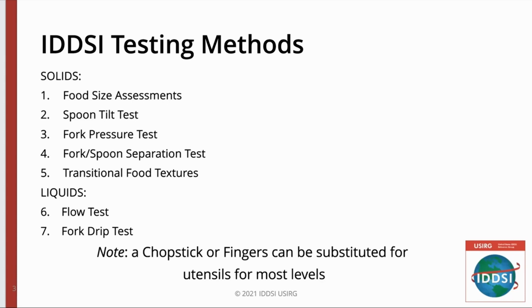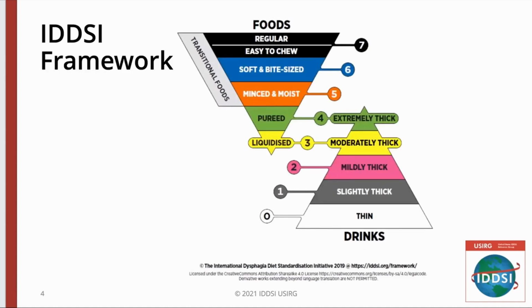Please note, we will present testing with typical items available in kitchens in the United States, but you can substitute other tools such as chopsticks or fingers for many of these tests. More examples of testing modifications can be found on the IDDSI YouTube channel. The IDDSI framework and all of these testing methods are available on IDDSI.org. We suggest that you print out this framework to refer to it throughout this webinar.